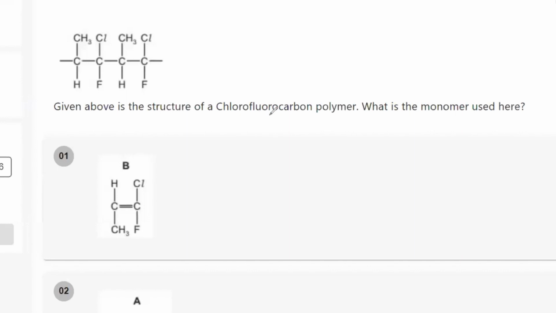Now that we have covered the theory for this topic, let's have a look at a few past paper questions. Given above is a structure for a chlorofluorocarbon polymer. What is the monomer used here? All right. Before we find the monomer, we need to first find the repeating unit. So let's look here. There's a carbon with a CH3 and a hydrogen. Then again, chlorine and a fluorine. Again, CH3 and a hydrogen. So already starting from here, it's repeating. The repeating unit, therefore, for this polymer would look like this.